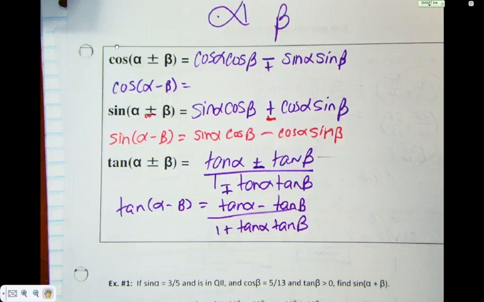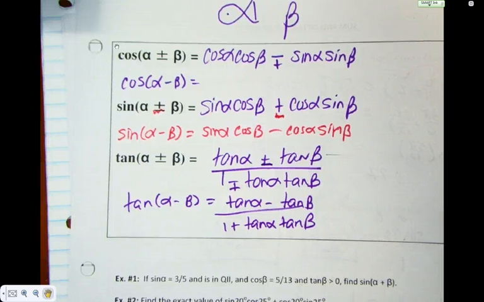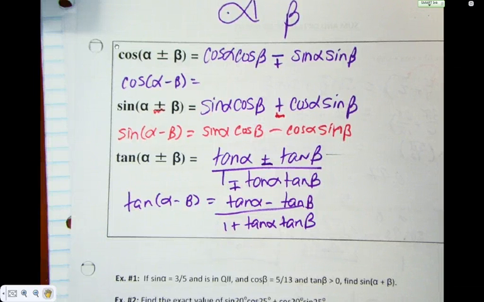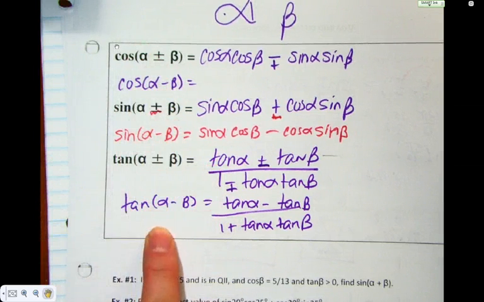Why do we call these sum and difference identities? So what does sum mean? What does it mean when you take the sum of something? You're adding it. And what does it mean when you find the difference of something? You're subtracting. It's because there's adding and subtracting on this side.